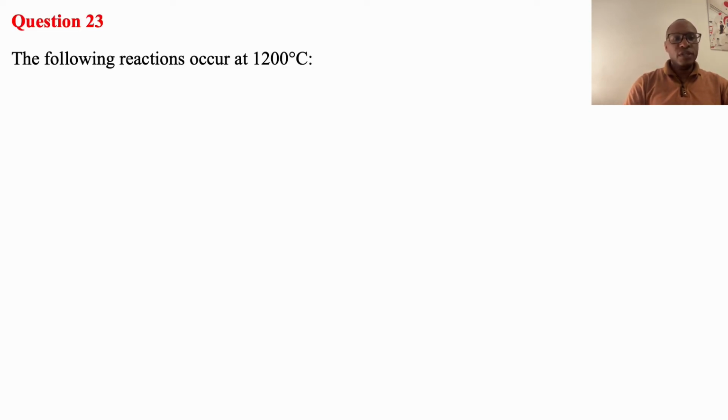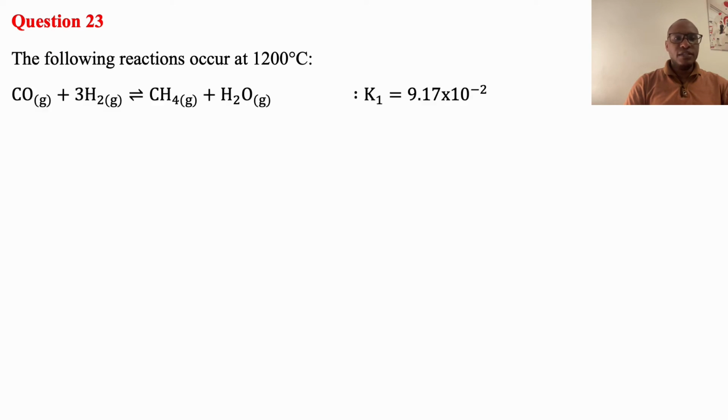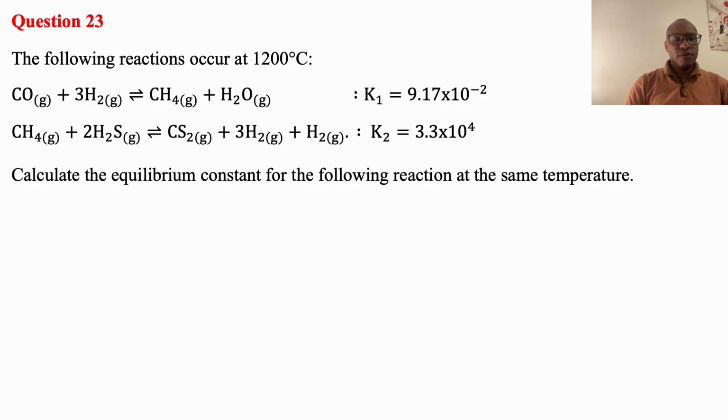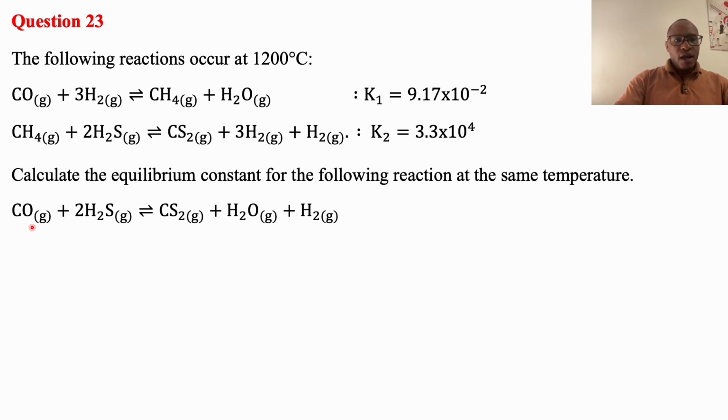Let's go to question 23, saying the following reaction occurs at this temperature. We have this one, then they are saying calculate the equilibrium constant for the following reaction at the same temperature. So which one do they ask? This one. If you check this one, the carbon monoxide, CO, is here in the reactant, and here also it is in the reactant. 2H2 is in the reactant, and here also it is in the reactant. Then CS2 is also the same in the product, and water in the product.